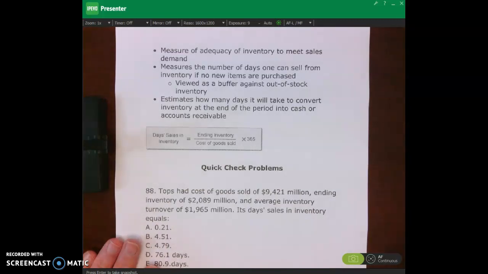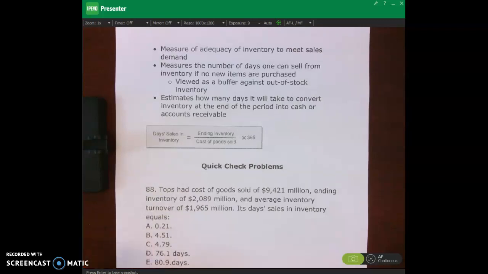What do you need to do? You need to order some inventory really quick, because after tomorrow, you don't have any more inventory. That's what that's telling you. Okay? So let's take a look at how to calculate this.